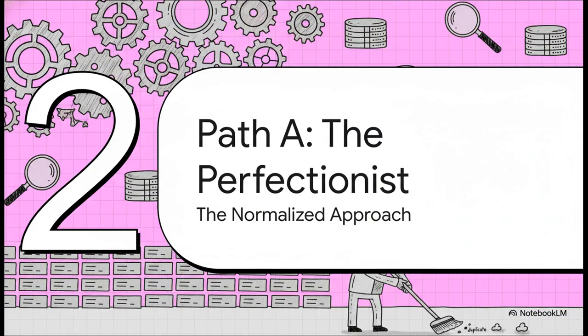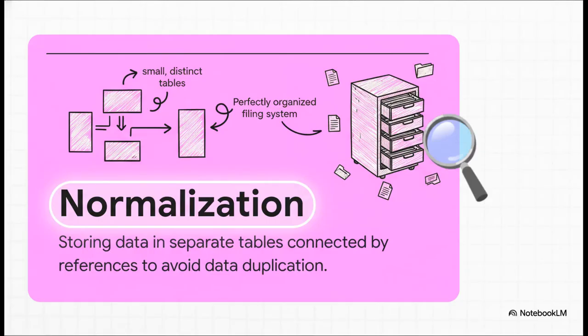All right, so let's explore the first path. We can think of this one as the perfectionist approach. This philosophy is all about keeping your data incredibly tidy, perfectly organized, and with absolutely zero duplication. In the tech world, this is known as the normalized approach. The core idea of normalization is actually pretty simple when you break it down. Every single piece of information has one and only one place to live. That's it. Data gets broken down into these small, distinct tables, and they're all linked together with references, kind of like a perfectly organized cross-referenced filing system.